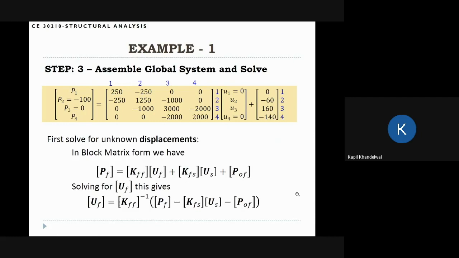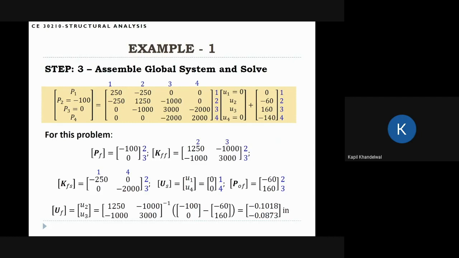Again, we want to write it in block form. So we can take the system and put it in this block form here. And after we put it in the block form, we can solve the system. So you can see that in this case, the free degrees of freedom are U2 and U3. And we have to find the corresponding blocks for this kind of partitioning. And the supported degrees of freedom are U1 and U4. Because U1 and U4 are 0, US is 0 here, so we technically don't need KFS. So this is the partitioning for this system.